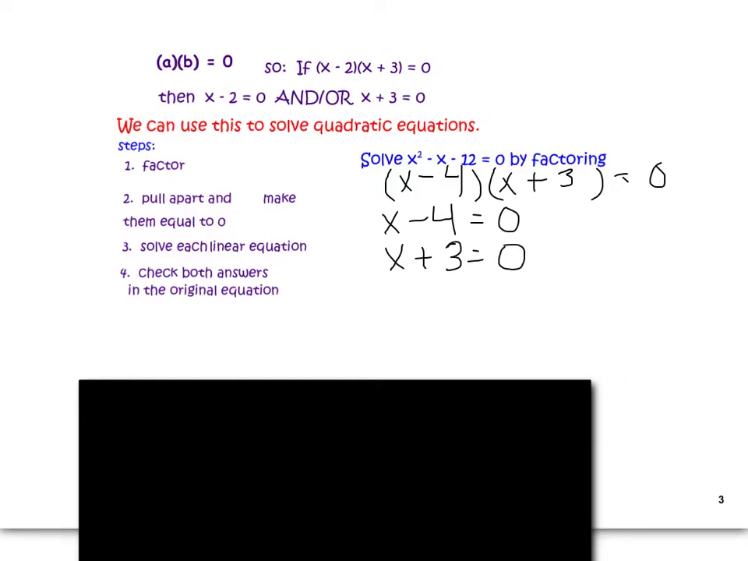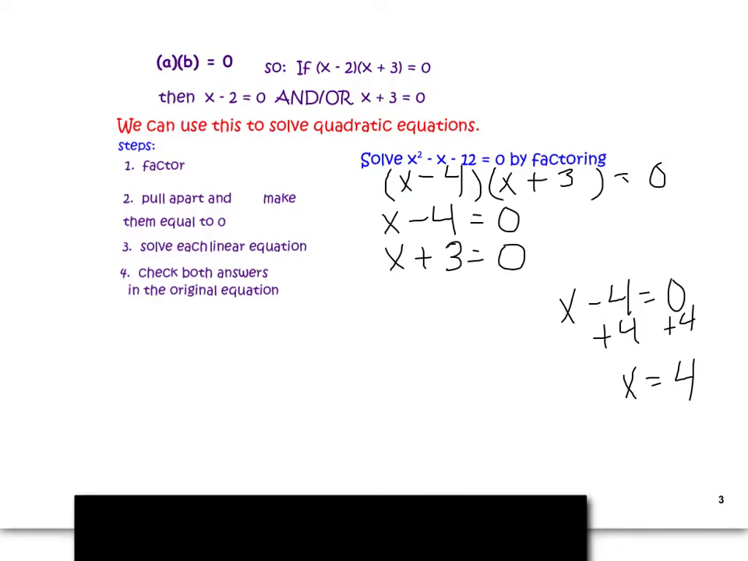Now, step 3, solve each linear equation. So, if x minus 4 equals 0, solving that, pulling that down here, I can add 4 to each side to get x all by itself, and x will equal 4. Doing it similarly with x plus 3 equals 0, subtract 3 from both sides to get x equals negative 3.